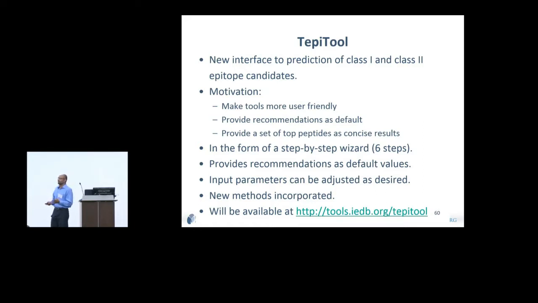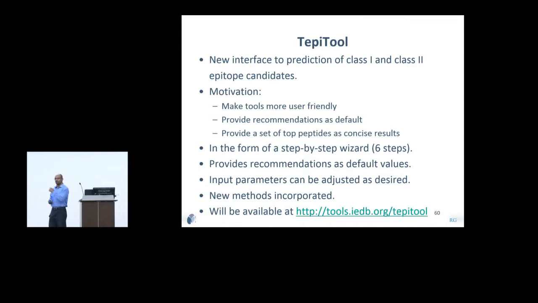So the motivation was that we wanted to make it more user friendly, and we wanted to provide all the recommended threshold values. At the end, instead of providing all the prediction values as a single file, we thought we'll provide the top peptides based on your input parameters. This is designed as a step-by-step wizard kind of tool. It involves 6 steps, and it provides the recommendations as default values, and the input parameters given by default can be adjusted as you need.